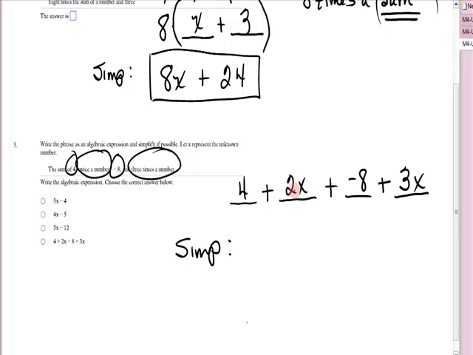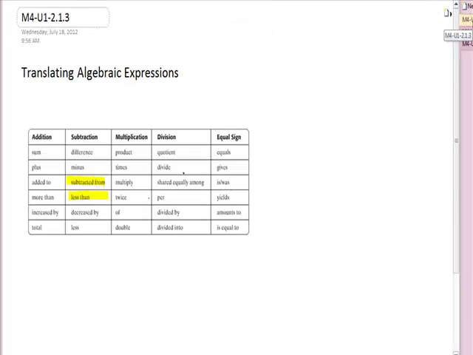I have like terms. I have a positive 2x and a positive 3x for 5x. I have positive 4 and negative 8. Okay, different signs. Subtract. Keep the sign of the larger, which is negative. This expression simplified is 5x minus 4, which is right there. I hope that helps a little bit with translating. Don't forget to write down or get a copy of this translating list.